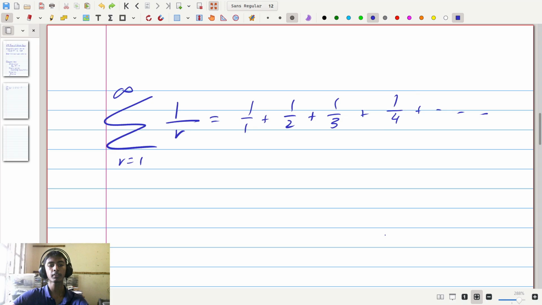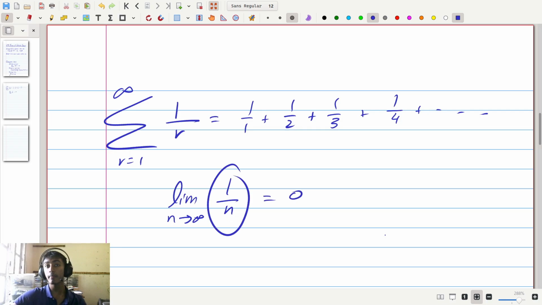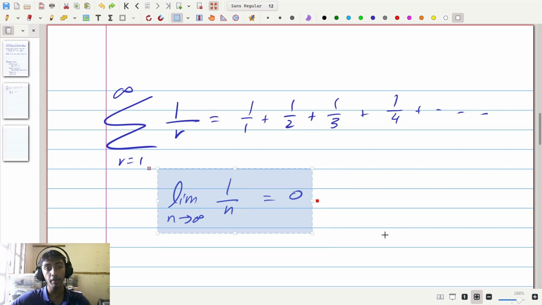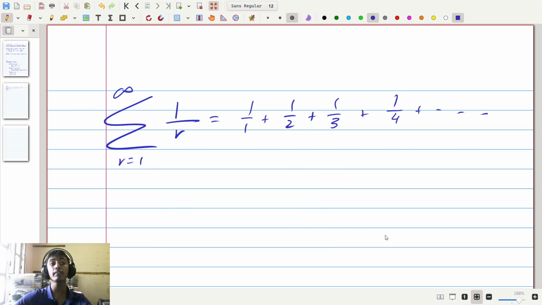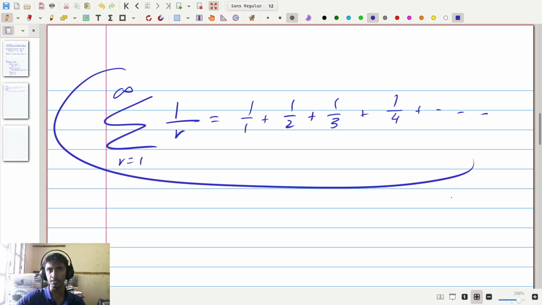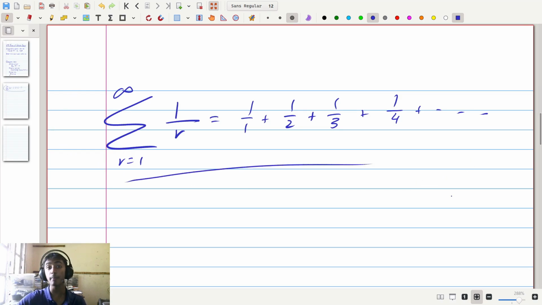If we take the limit as n approaches infinity of 1 divided by n, it is in fact 0. Since if you have a bigger and bigger number on the bottom, we're going to have 1 divided by a really big number which is going to be really close to 0. So therefore the limit as n approaches infinity of 1 divided by n is 0. So therefore we have that condition as well. However, this sum is in fact divergent. It approaches infinity as you keep adding terms.